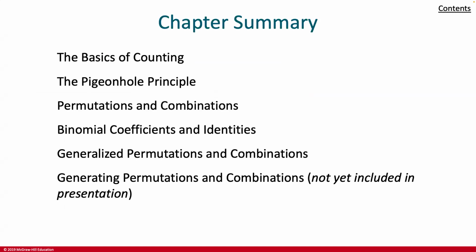So for this chapter, this is what we're going to focus on. We'll get into the basics of counting, something called the pigeonhole principle, permutations and combinations. And so this is going to be coming up in several sections. So get familiar with some of this nomenclature and how we show it. We'll talk about binomial coefficients and identities. And then we'll have a discussion on generalized permutations and combinations, what that means. So that's the focus. The last part isn't included, but it is in Rosen if you want to read about that.